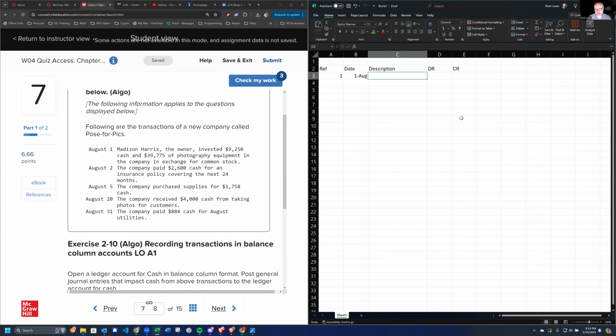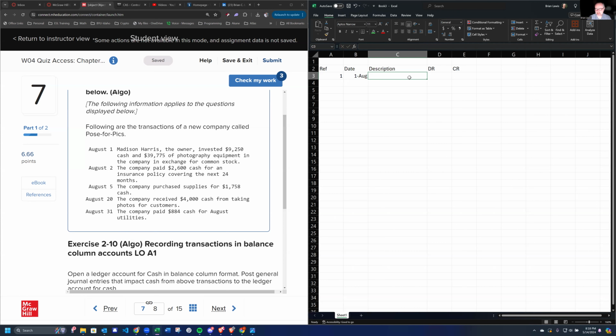And this date is 8/1. The description is that Madison Harris, the owner, invested $9,250 cash and $39,775 of photography equipment in the company in exchange for common stock. So we know that equity is on the credit side and assets are on the debit side, right? So that's the basic view. We know the owner is investing, so we're going to have an equity type of transaction, in both cash and equipment.